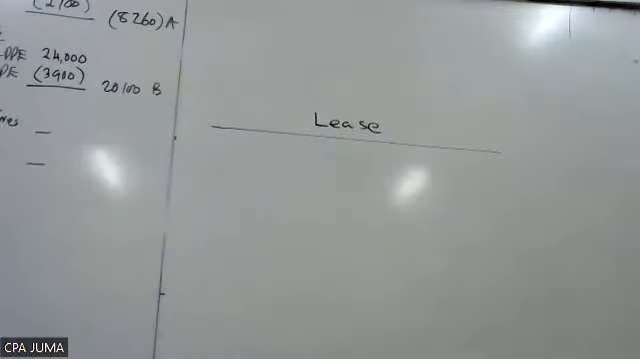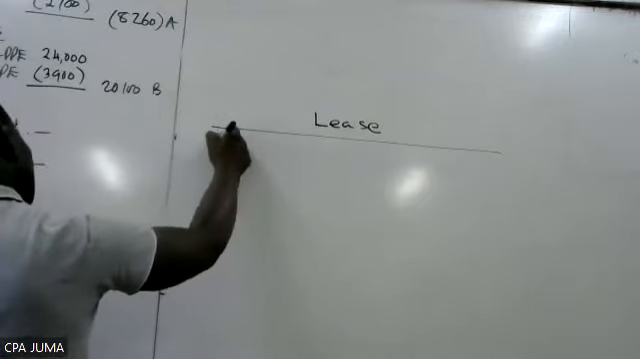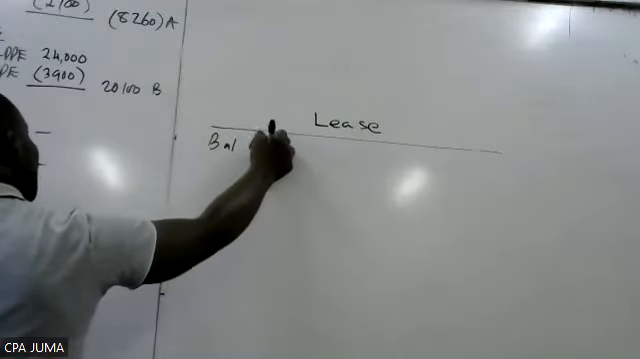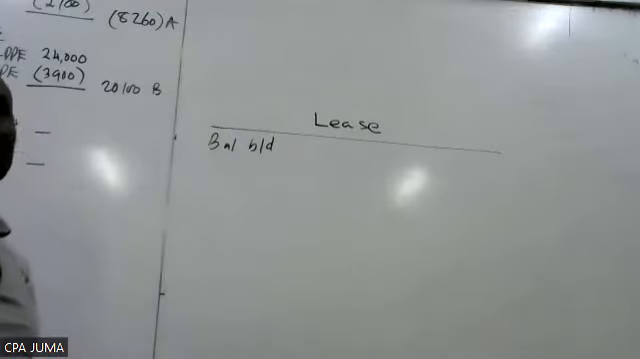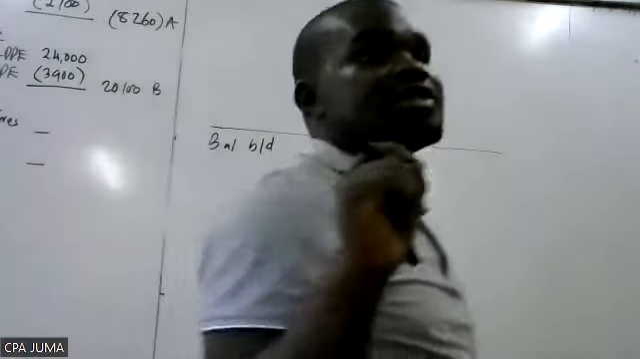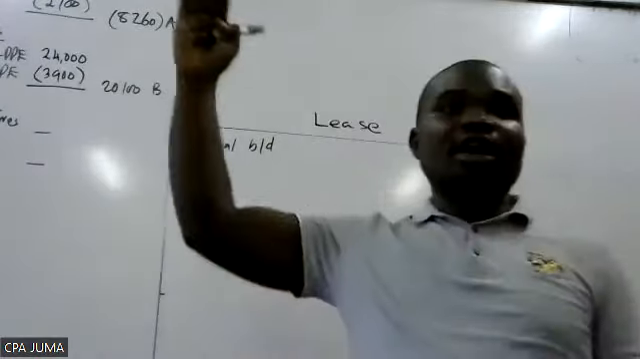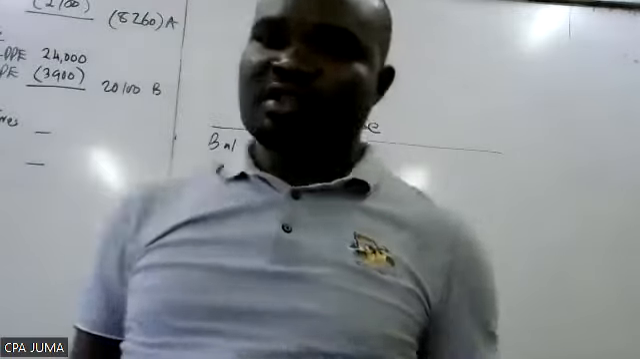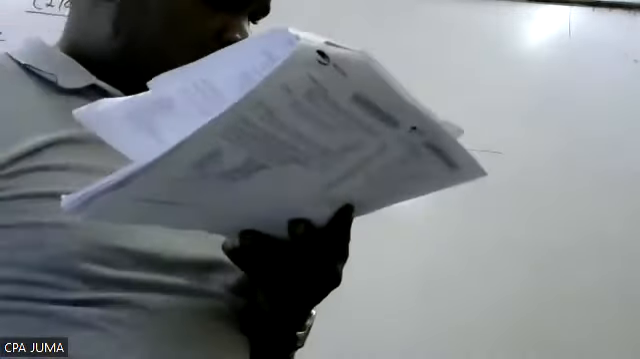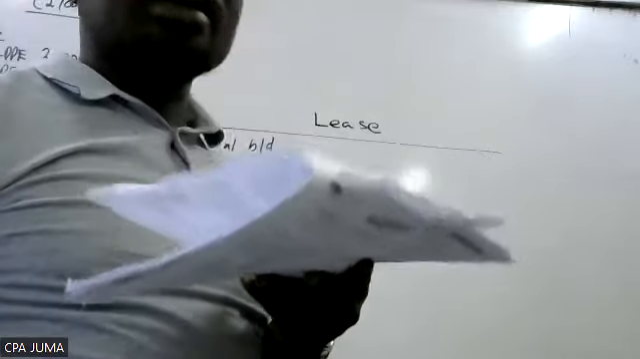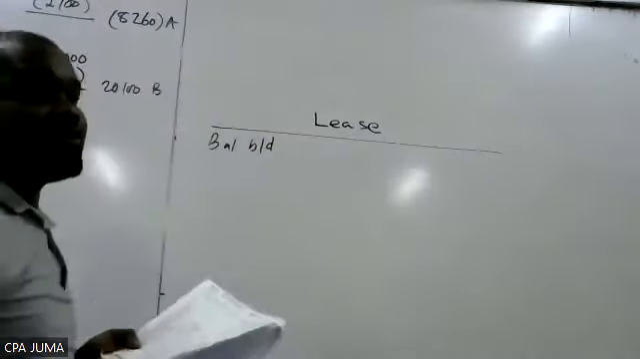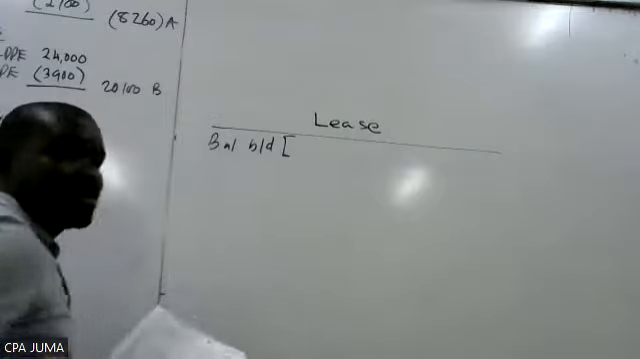Let's have a working for lease. Balance brought down. Check, list all the questions I've ever seen in a list, there are two: non-current and current. Can you check yours? There is non-current and also there is current. So combine all of them at the beginning.